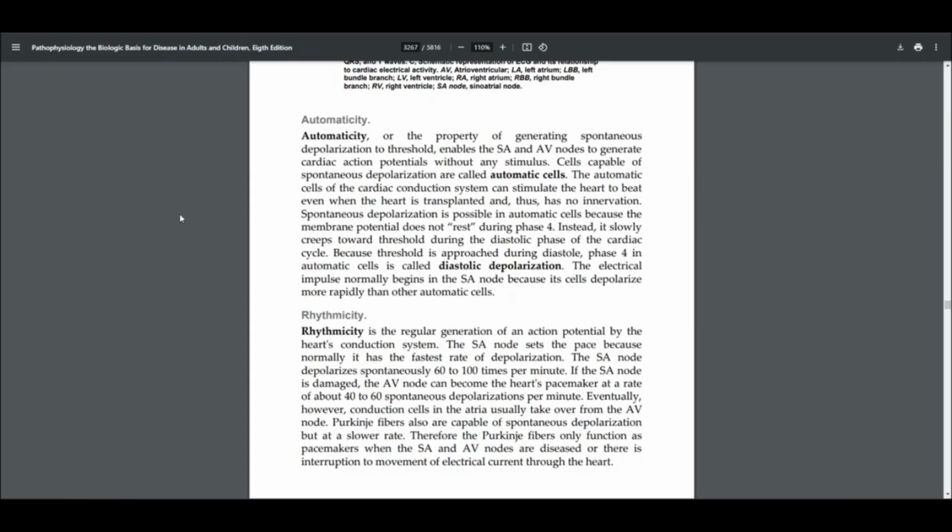Spontaneous depolarization is possible in automatic cells because the membrane potential does not rest during phase 4. Instead, it slowly creeps towards threshold during the diastolic phase of the cardiac cycle. Because threshold is approached during diastole, phase 4 in automatic cells is called diastolic depolarization. The electrical impulse normally begins in the SA node because its cells depolarize more rapidly than other automatic cells.